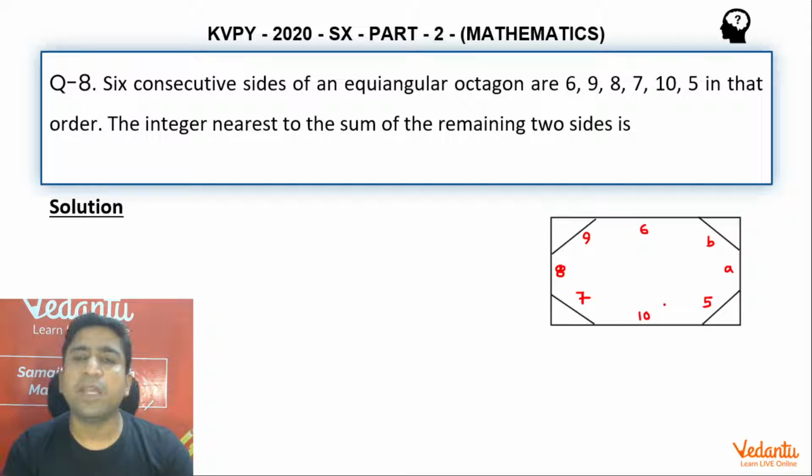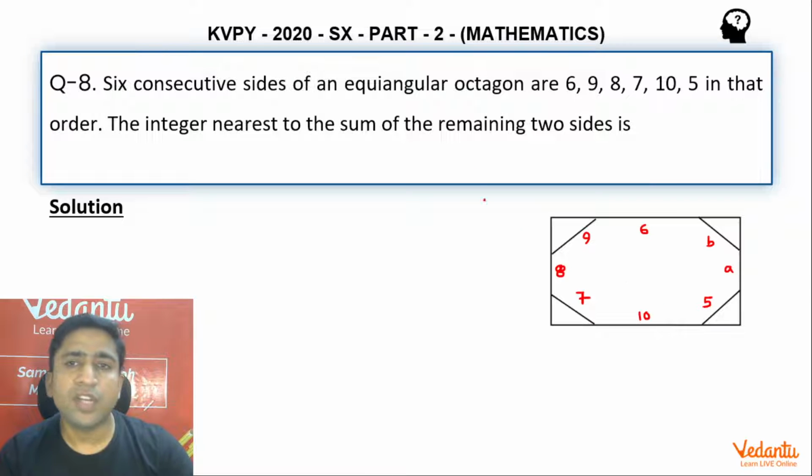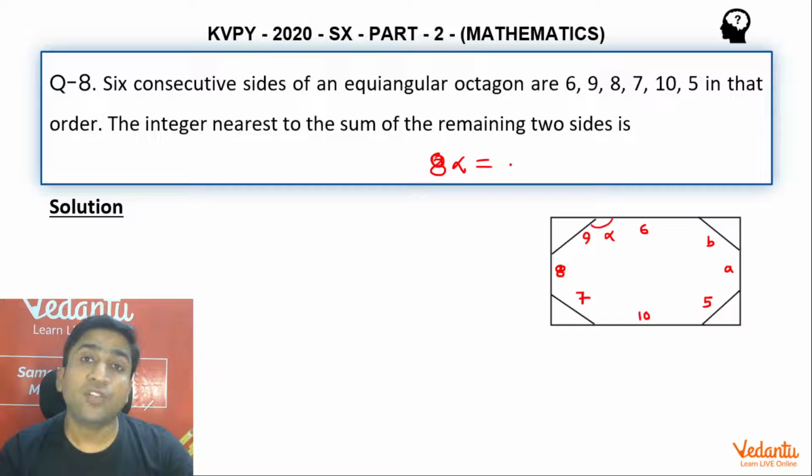Now this is my equiangular octagon. If they're calling it equiangular, then all the interior angles are the same, right? So let's assume that one of the interior angles is alpha. Then 8 times alpha, the sum of all the interior angles, is going to be (n minus 2) times pi. I just want to show you what the value of alpha is going to be.